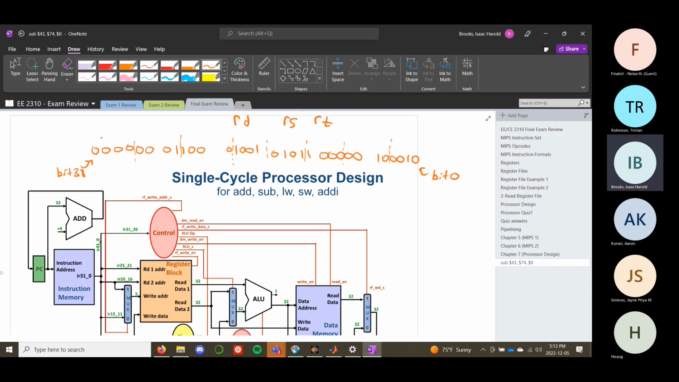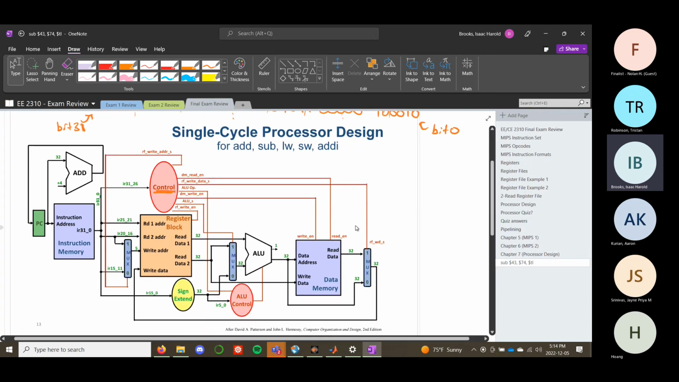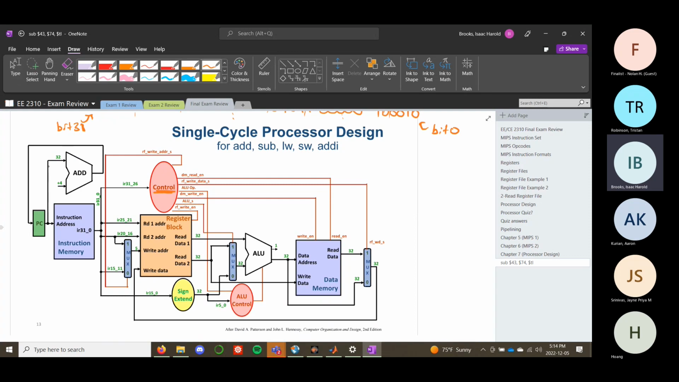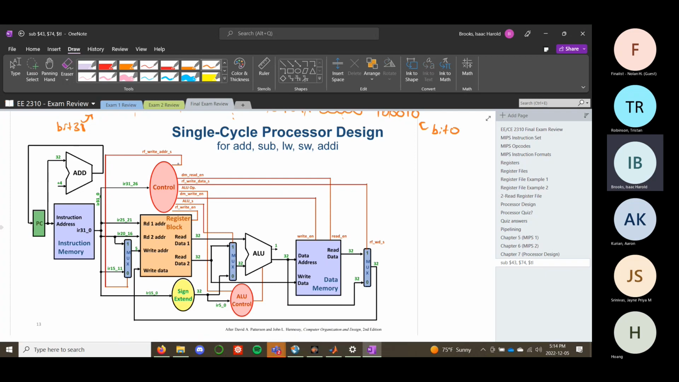31 to 26: 31, 30, 29, 28, 27, 26. These ones are your opcode. They go into your control. So what the control block is going to do, it's going to take in your opcode and figure out how all the muxes need to be set and what the ALU operation is. You don't need to know what the inside of that looks like, but you need to know that some combinatorial logic inside of it is going to figure out, based on that opcode, I want certain data lines to go in certain places. So I like to assign these data lines once we come to them.